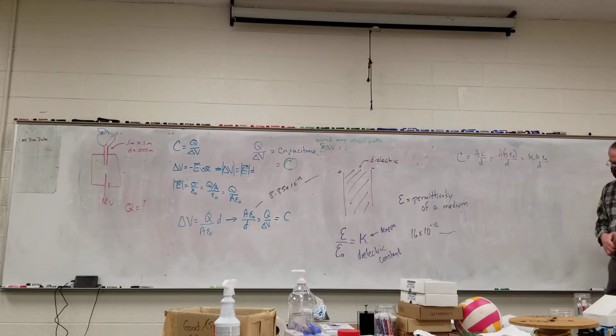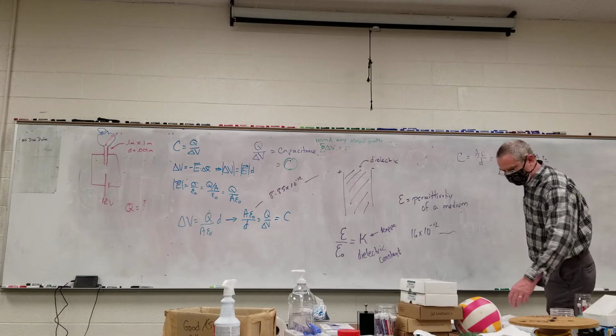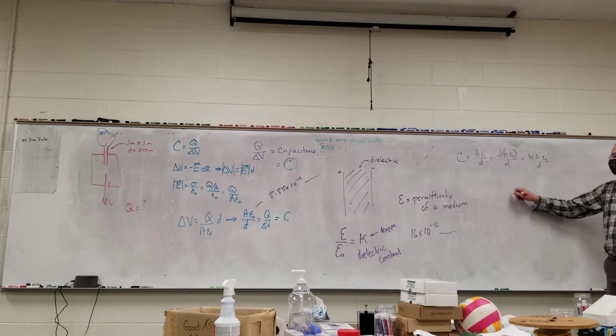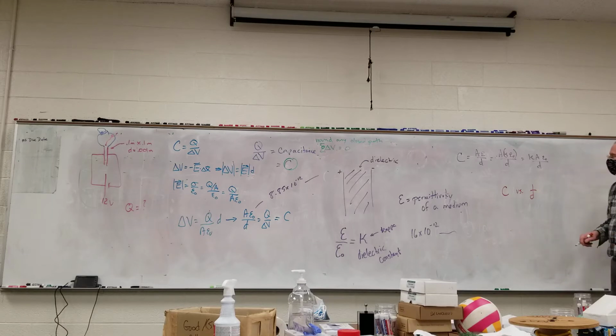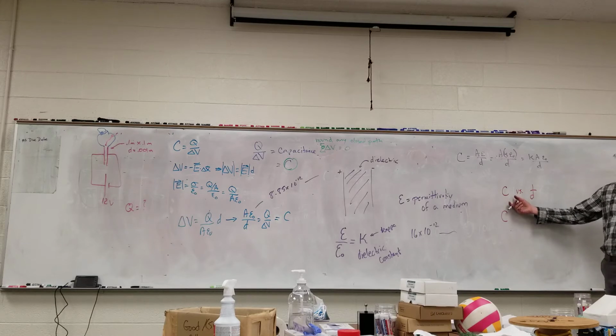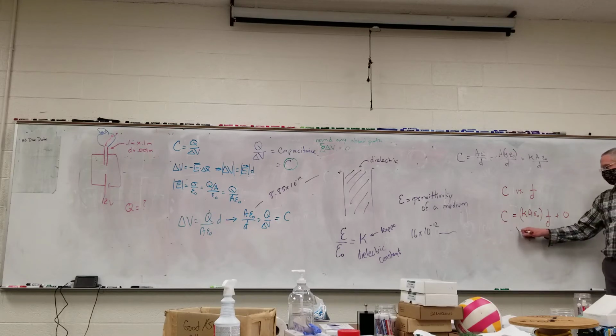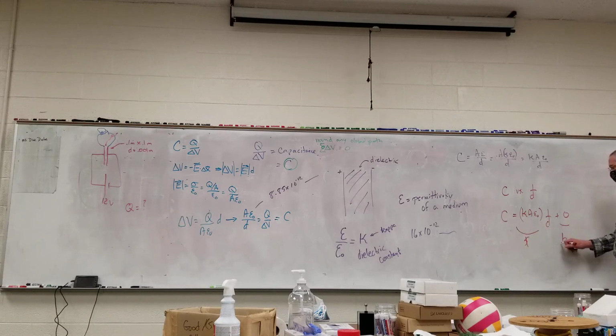So that is the relationship that you're exploring in the lab, or exploiting, whichever one you happen to be doing. If you are plotting capacitance versus 1 over the distance, then you get C is equal to kappa A epsilon sub naught times 1 over D plus 0, if you want to get into y equals slope x plus b form. And so there's my slope, and that's my ideal intercept right there.